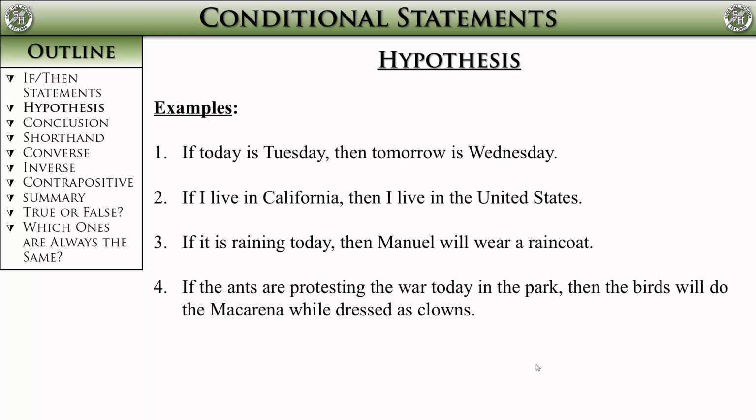For all the conditional statements on this page, you can break them down into two pieces. The hypothesis is what comes after the if. So for the first statement, the hypothesis is, today is Tuesday. For the second statement, we have a hypothesis of, I live in California. For the third statement, it is raining today. And finally, for the last statement, we have, the ants are protesting the war today in the park.